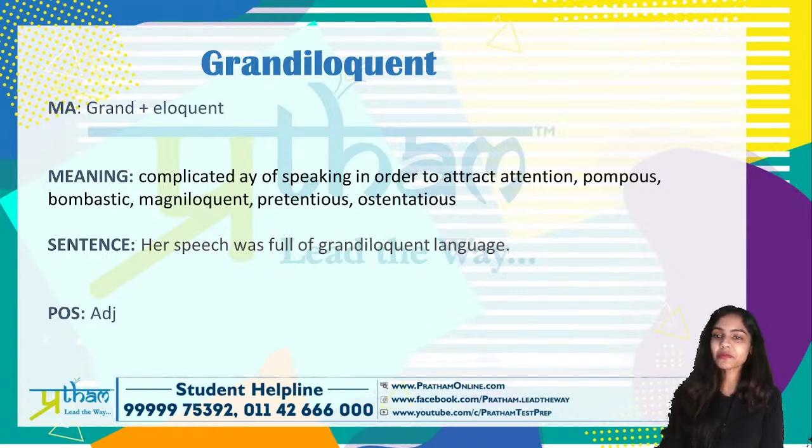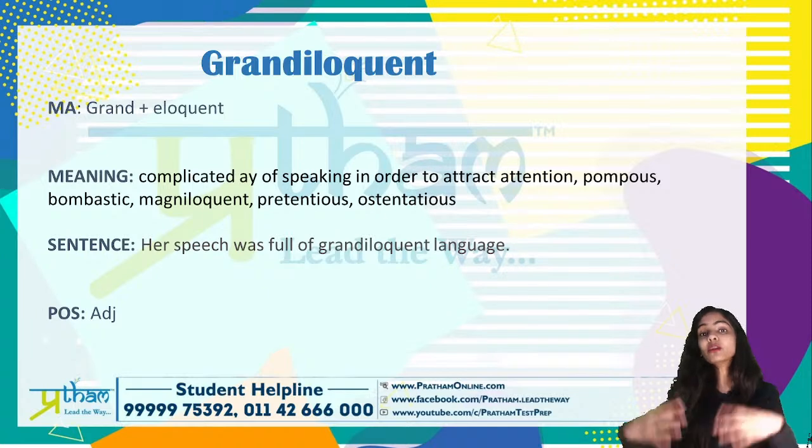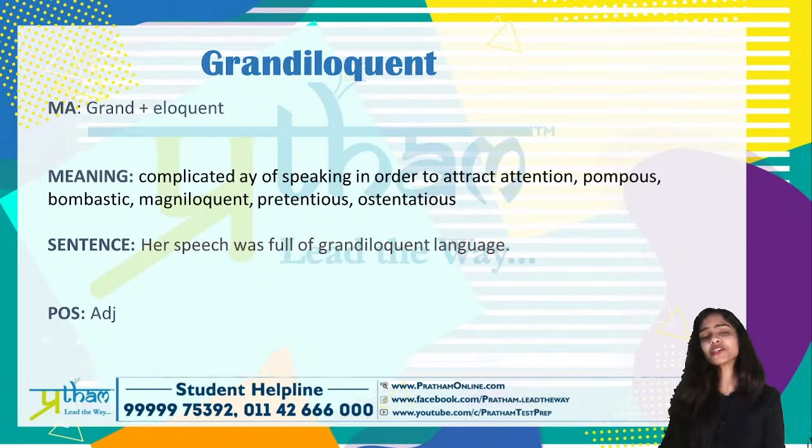So now let's look at the meaning. It's a complicated way of speaking in order to attract attention. That means if you're just speaking a lot, बहुत बड़ा चढ़ा के exaggerated होके बातें कर रहे हो या फिर बड़ी बड़ी बातें कर रहे हो, that is grandiloquent. You can also use words like pompous. Bombastic also means the same, जब आप boastfully बात करते हो.